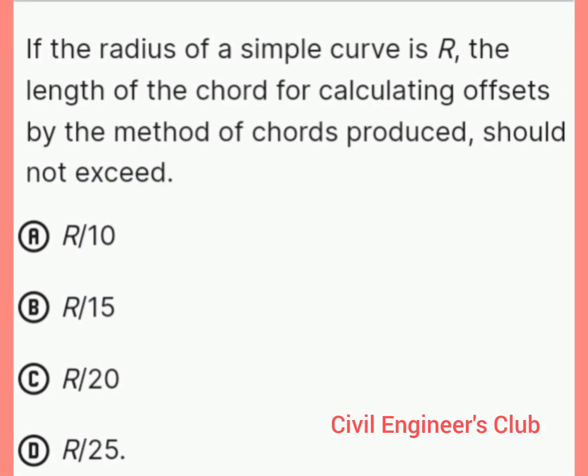Next question, if the radius of a simple curve is r, the length of the chord for calculating offsets by the method of chords produced should not exceed option A, r by 10, option B, r by 15, option C, r by 20, and option D, r by 25. Here the correct answer is option C, r by 20.